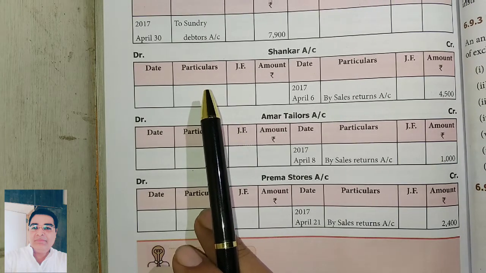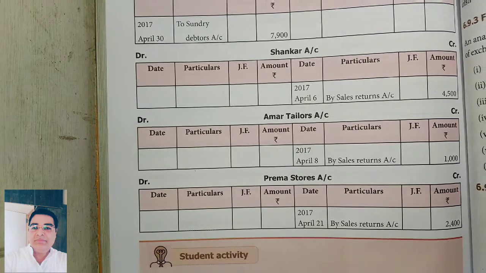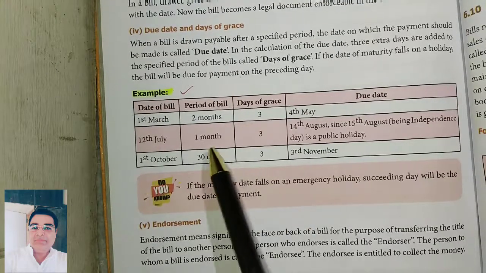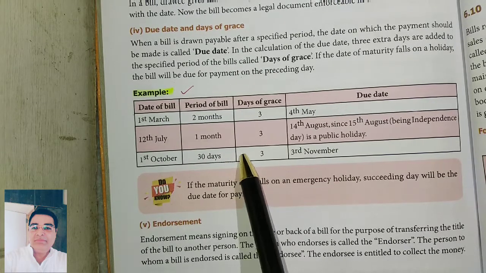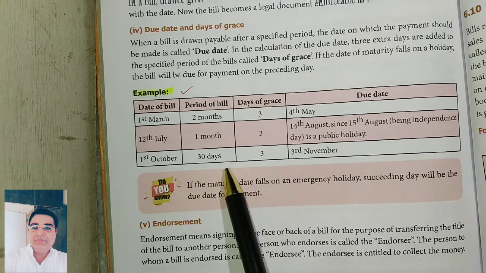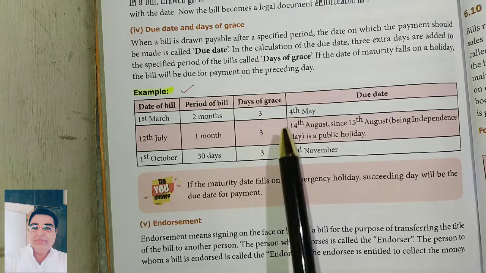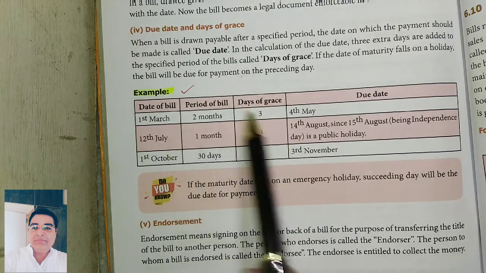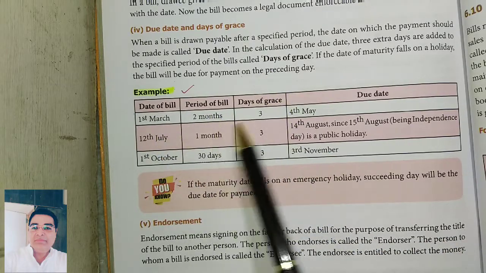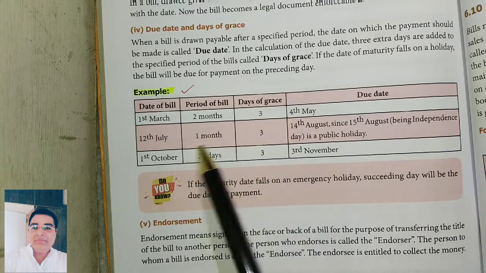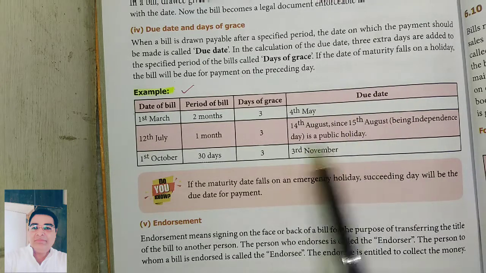Good. Now we will move on to another new sum, which is very important. In the half-yearly examination and the board examination, they will ask it for 2 marks or 3 marks. This is the calculation of due date. How to calculate the due date? Date of bill, period of bill, and days of grace will be given in the question. Due date only you have to calculate.